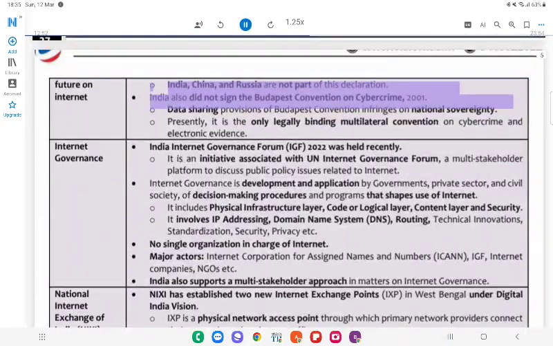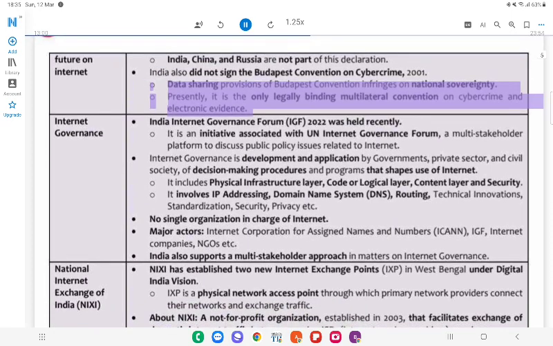India, China, and Russia are not part of this declaration. India also did not sign the Budapest Convention on Cybercrime, 2001. Data sharing provisions of the Budapest Convention infringe on national sovereignty. Presently, it is the only legally binding multilateral convention on cybercrime and electronic evidence.